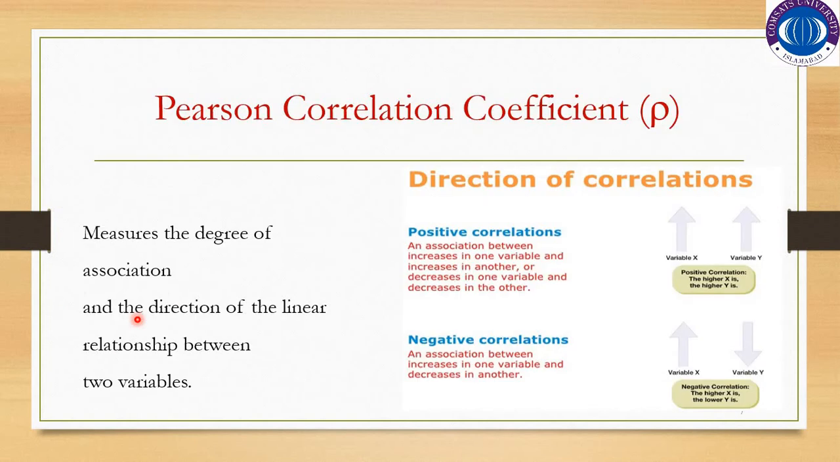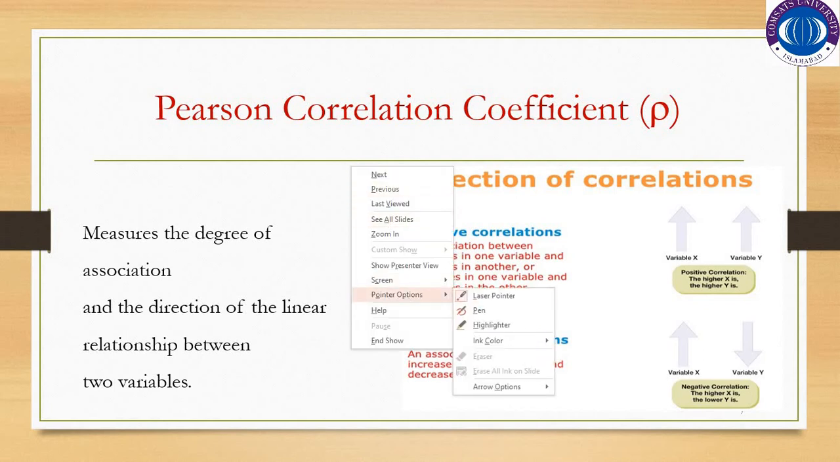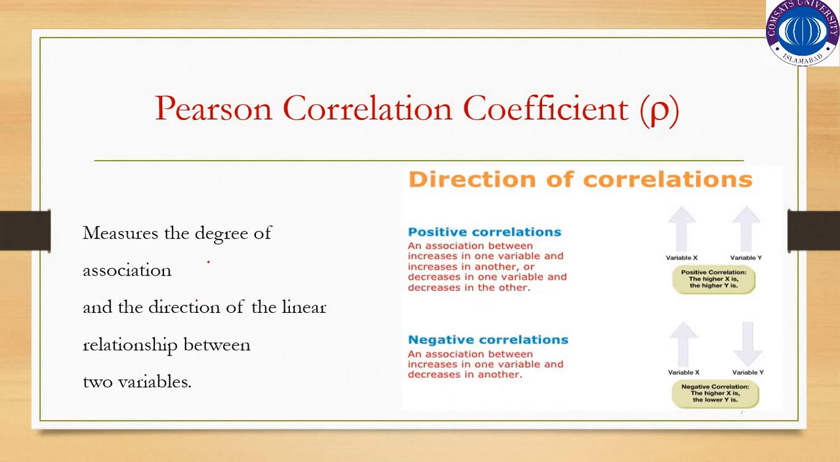Pearson correlation coefficient, we denote it with rho. This is a population parameter rho, and it measures the degree of association and the direction of the linear relationship between two variables. So this is the Pearson correlation coefficient rho. This is the population parameter rho. But as you know, the population parameter is unknown, so we use the sample statistic, which is usually denoted by small r.